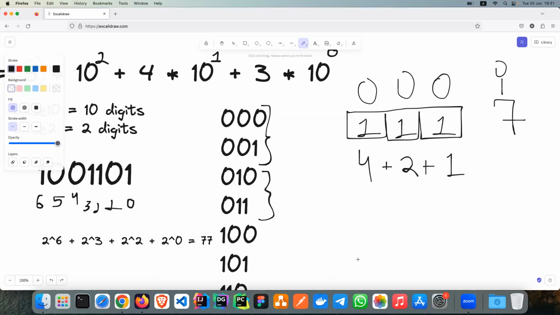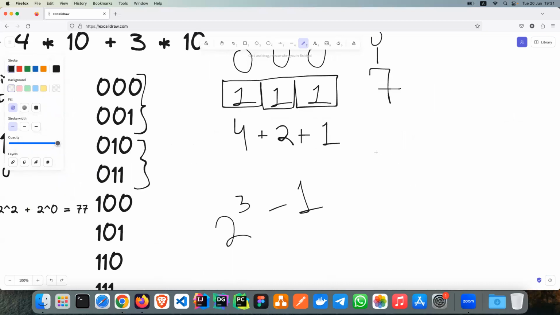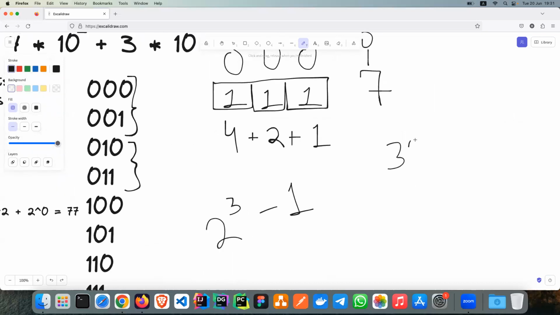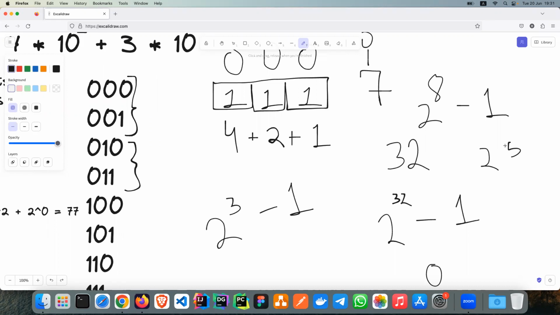So in a 3-bit system, the maximum number I get is 7, which is 2 to the power of 3 minus 1. If I have 32 bits, the maximum number is 2 to the power of 32 minus 1. The minimum number is 0, of course, as always. If I have 8 bits, it's 2 to the power of 8 minus 1, which is 255.